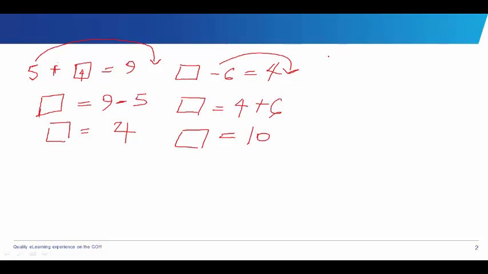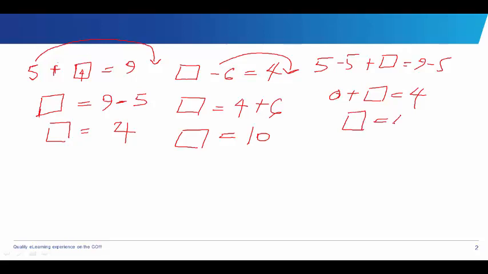Let's try another example. 5 minus 5 plus a box equal to 9 minus 5. Okay, now we'll solve this. 5 minus 5 will give us 0, plus this box will give us 9 minus 5, which is what? 4. So 0 plus our box is 4. So our box equals 4.